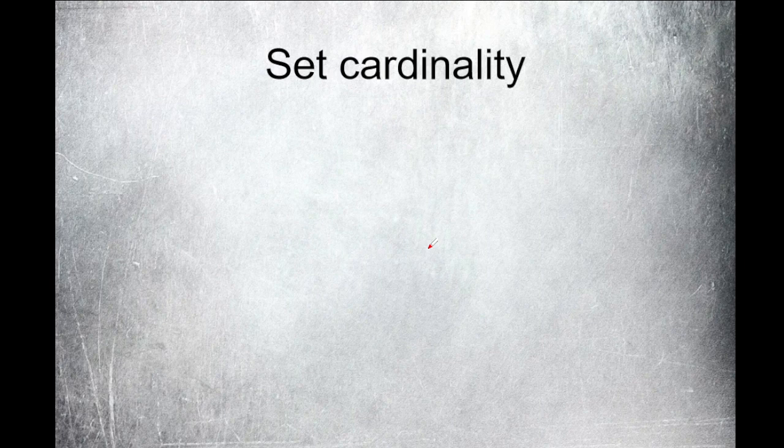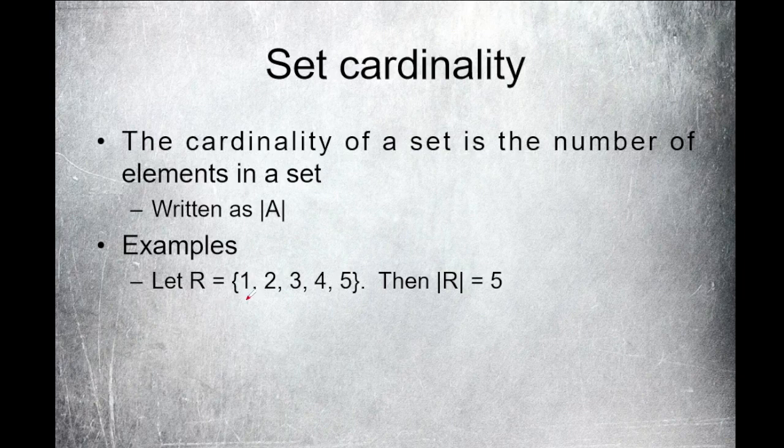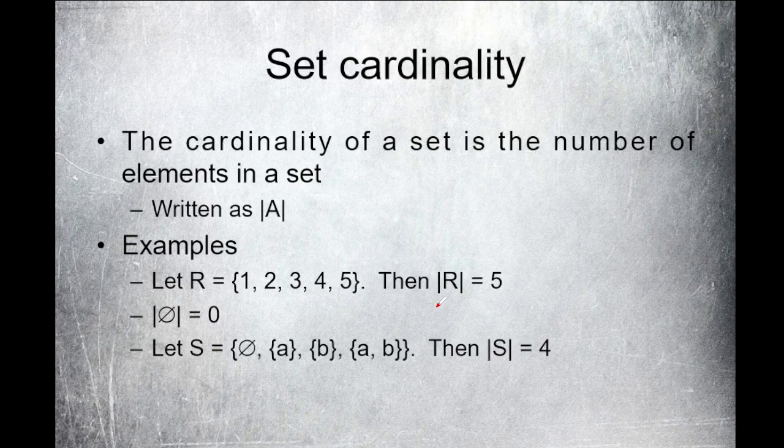Now let's see what is the concept of set cardinality. So here the set cardinality relates to the number of elements of that particular set. It can be written with this symbol, mod of A. Let's see the example. Suppose I am having set R, which is having 1, 2, 3, 4, 5 as elements, then I can say that the cardinality of set R is equal to 5. For a null set, the cardinality would be 0 because there is no element.